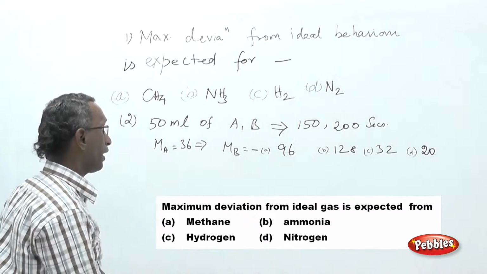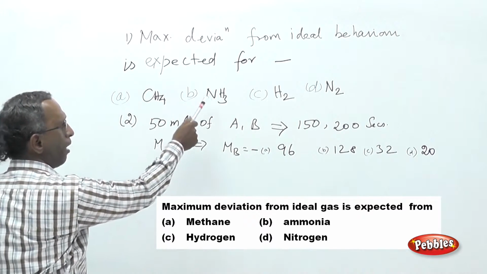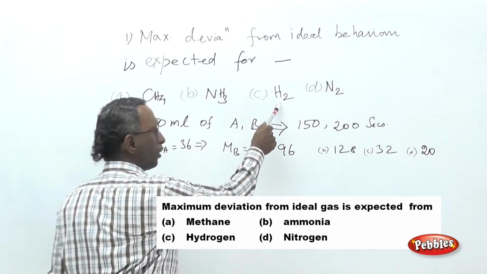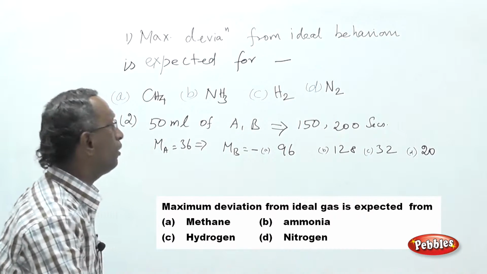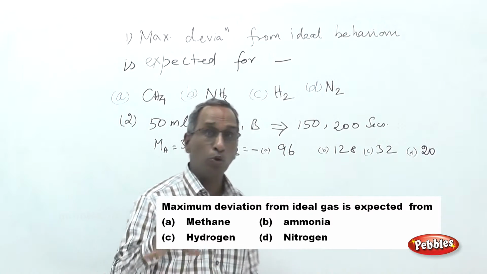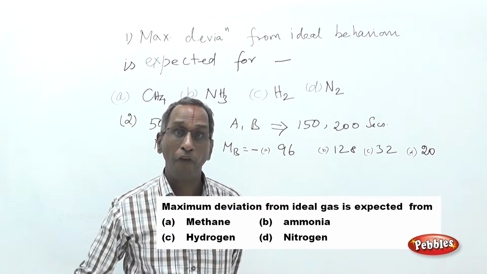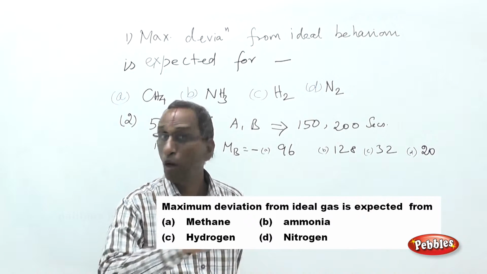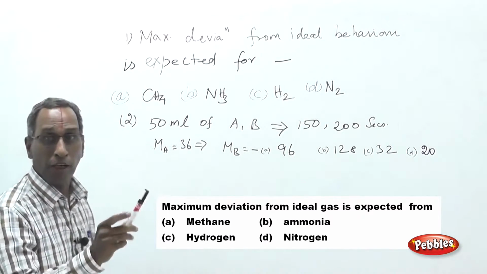In cases, let us compare. Methane CH4, ammonia NH3, hydrogen molecule or dihydrogen H2, dinitrogen or nitrogen molecule N2. So gases are divided into two types: permanent gases, and gases having affinity towards water. Permanent gases means they do not have affinity towards water. Methane does not have affinity towards water.